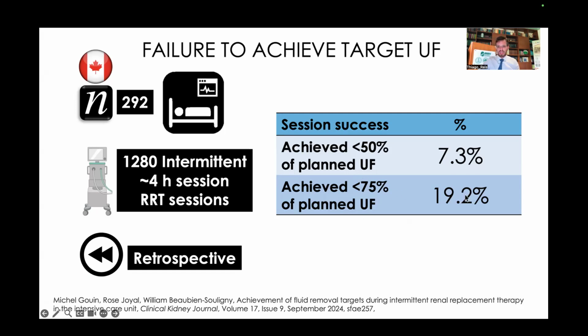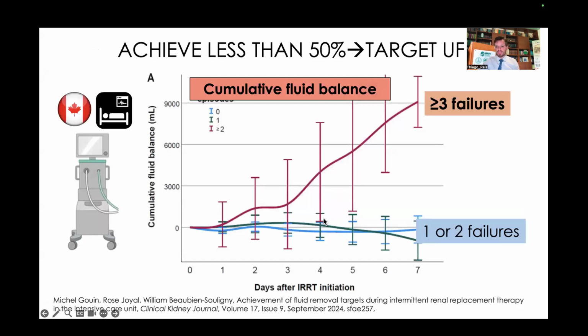And in almost 20% of sessions, less than 75% of the planned UF was achieved. And this was considered a failure. So patients that had 3 failures, in 3 attempts on different days of carrying out intermittent dialysis, this patient failed. This is how the fluid overload occurred. So the cumulative fluid balance in 7 days of those patients that had 3 or more failures was 9 liters.